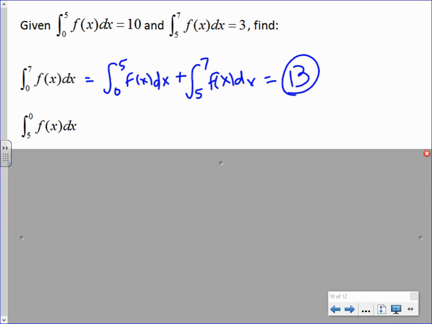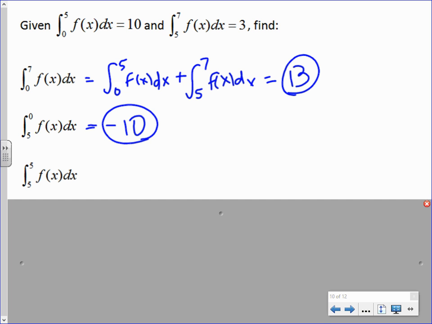How about this? The integral from 5 to 0. Okay, we have to take the opposite of the integral from 0 to 5. We're going backwards. The integral from 5 to 5 of f of x. 0. If our limits of integration are the same, we get 0.